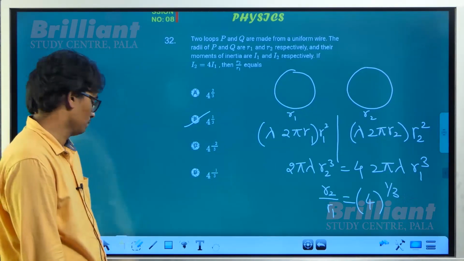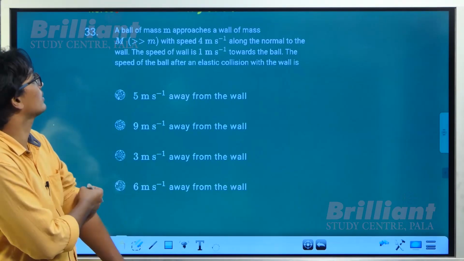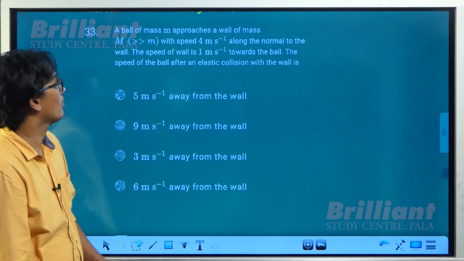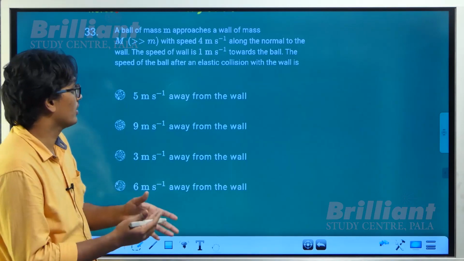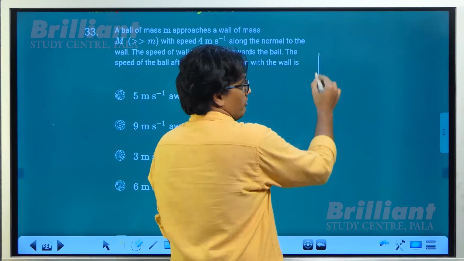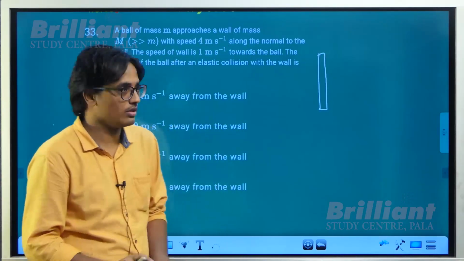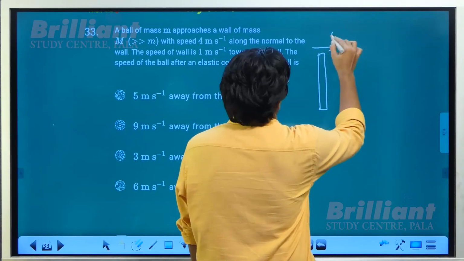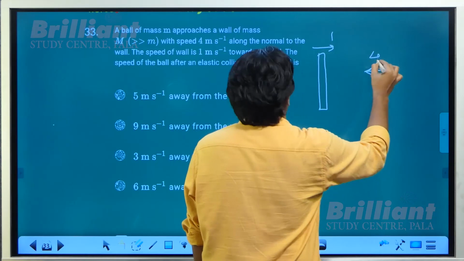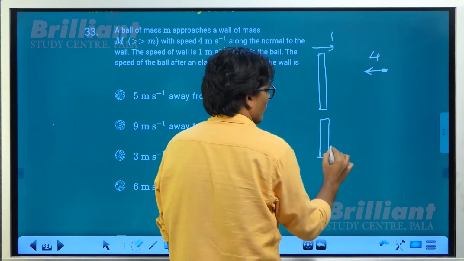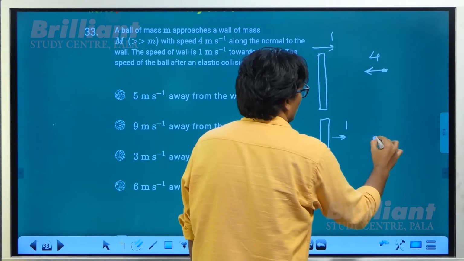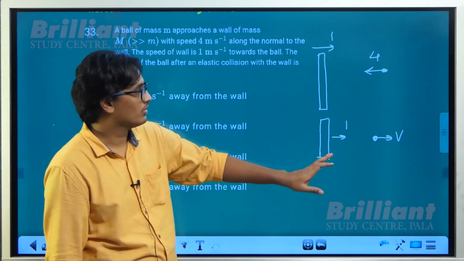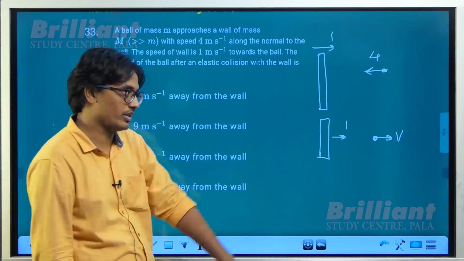A ball of mass m approaches a wall of mass capital M with a speed of 4 along the normal to the wall. The speed of the wall is 1 meter per second towards the ball. The speed of the ball after an elastic collision? See, you have a wall. This is very heavy, so in a collision, its velocity will not change. Initially it was 1. This ball is moving towards it with 4. After the collision also, this one will still move with 1. This one, let us assume it is moving with v.